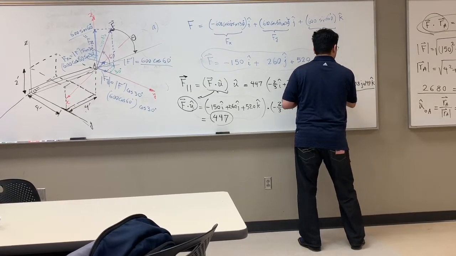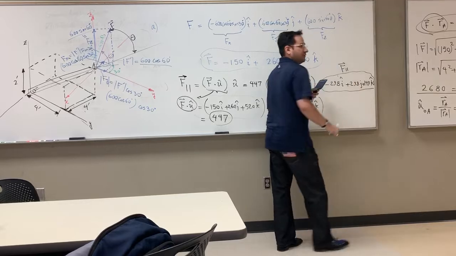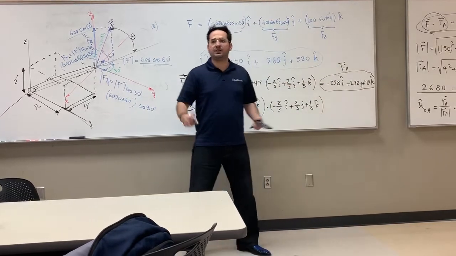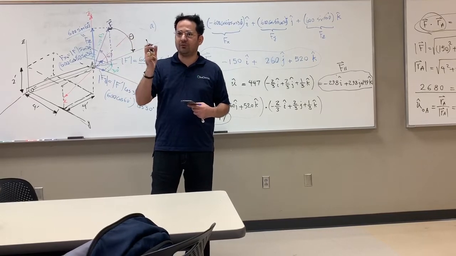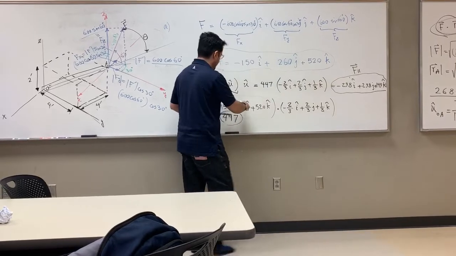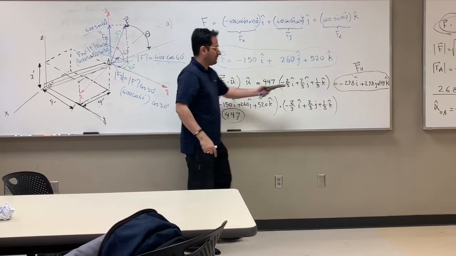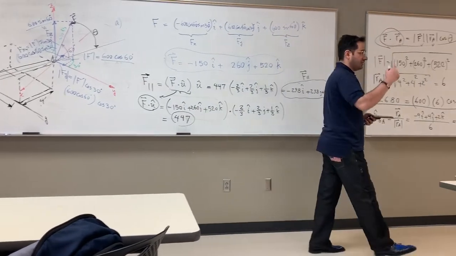This is the answer. This is F parallel. Look, the parallel component is a vector itself. It's not just a number. The magnitude is just a number, which is this. The magnitude of this vector is this. But itself, you see, it has ijk, so it's a vector.